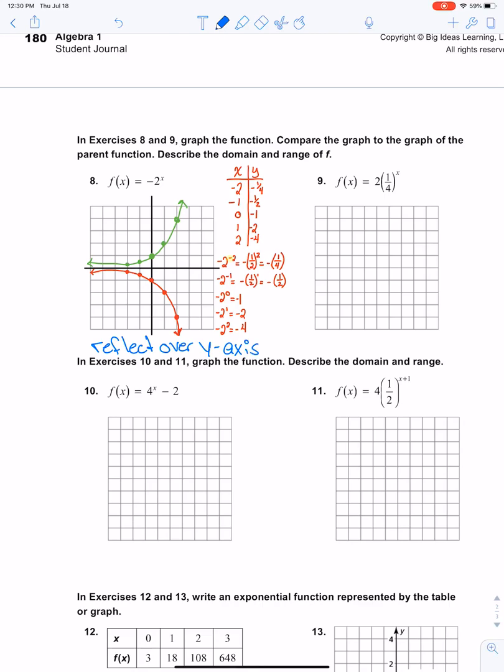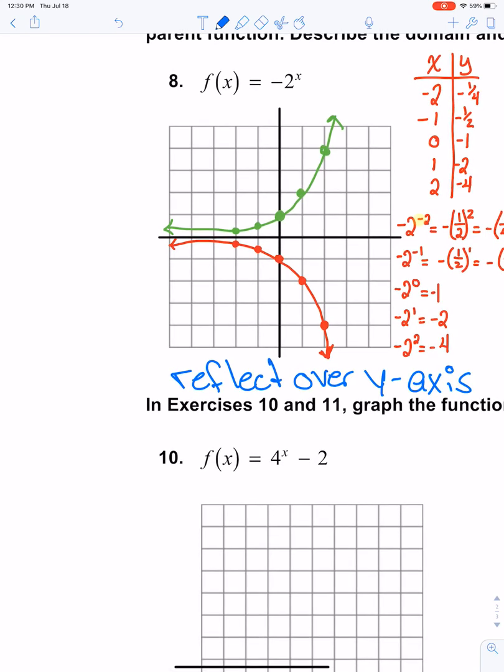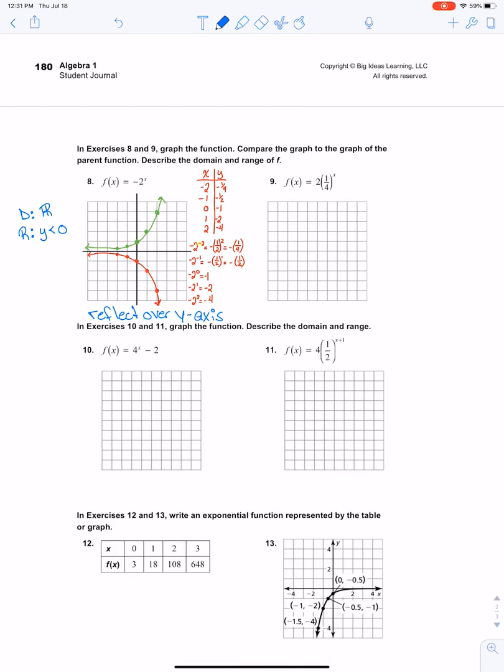Okay, and then it says to describe the domain and the range of the function. So the domain in this case, you can put pretty much anything in for x. So that's going to be all real. Okay, but the range is a little different. Looking at the red graph, because that's our function, our graph doesn't cross the y-axis, so y has to be less than 0. It also never touches 0, if you've noticed that as well. Okay, so y is less than 0.